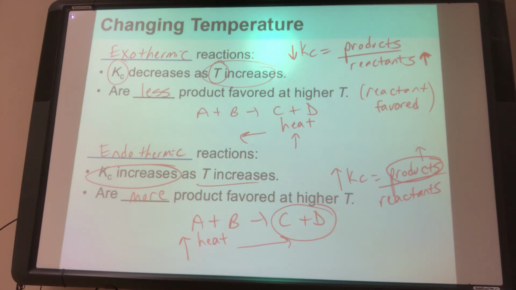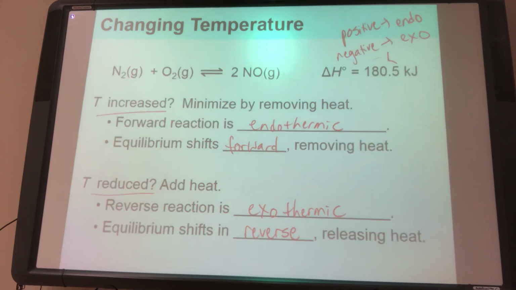So if you're talking about temperature and how temperature affects a reaction, you do not know the answer to that unless you know if the reaction is endothermic or exothermic. If you don't know that, you have no idea what's going to happen if you increase or decrease the temperature. So you have to know if it's endothermic or exothermic, and that comes from the sign of this guy. Positive endothermic, negative exothermic. Okay?